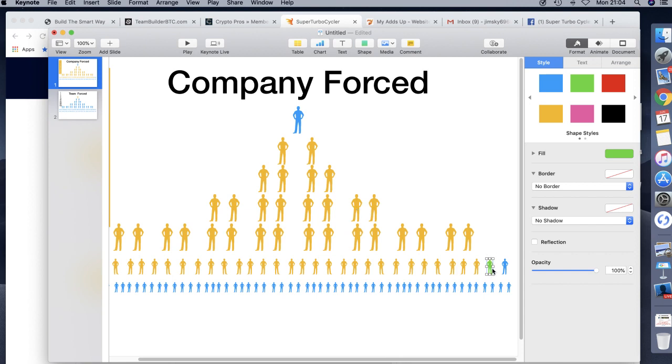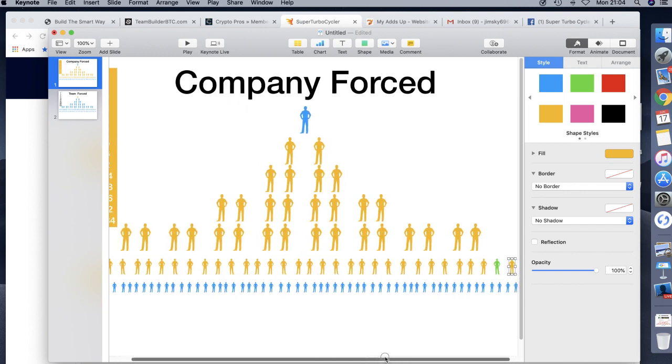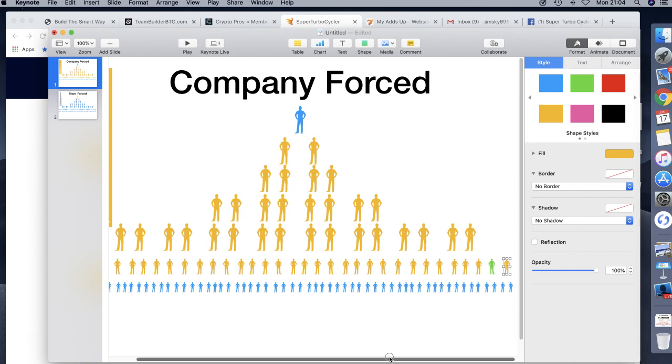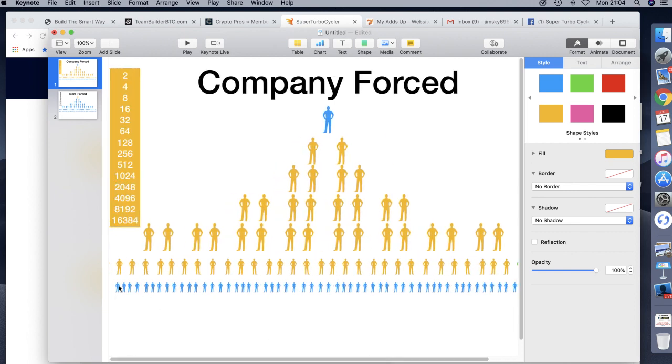Somebody signed up under Jim. That person has now joined the system there. Then the next spot fills up, so that level's full. This is again the company force. What happens now is the company force fills from left to right. First, it completes the whole level, and then it moves on to the next level.